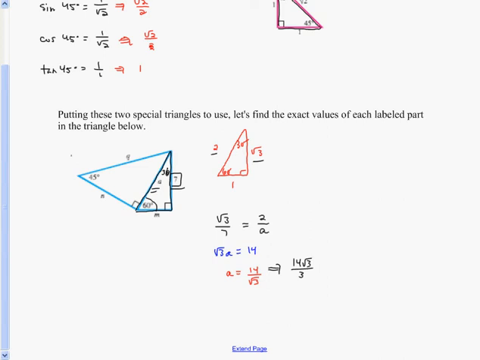Now, just for sake of sanity, because that is awfully weird, I'm going to check this real quick in my textbook to make sure that I have not done anything crazy. So I got 14 square root of 3 over 3 for A, and that is correct. So this is 14 square root of 3 over 3.